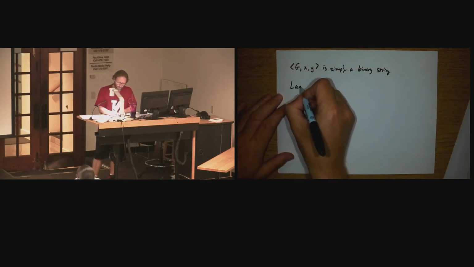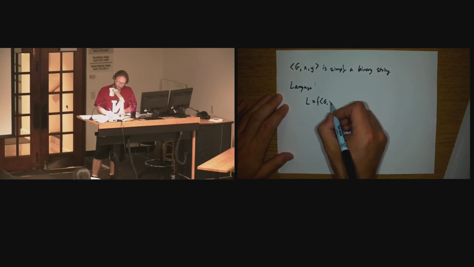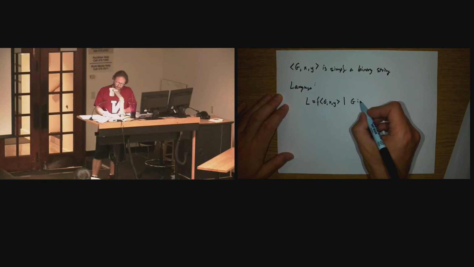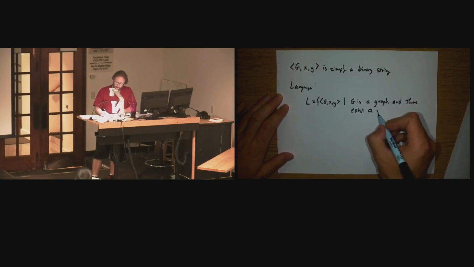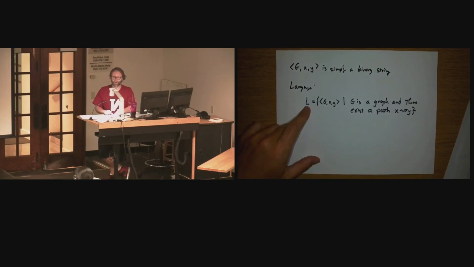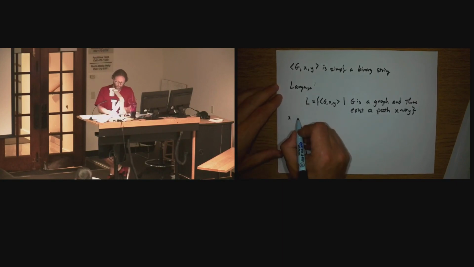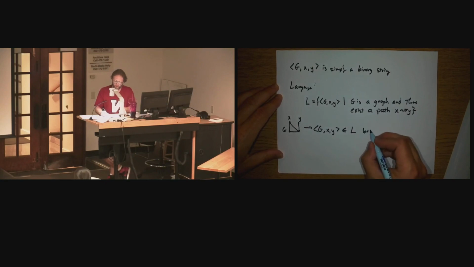So what is a language? I'll define L to be all encodings of a graph along with 2 vertices, such that G is a graph, and there exists a path x to y. Once I've defined that language, this is nothing more than a set of strings. Some strings are in this set, some strings are not in this set. For example, if I've got x and y, like I did before, if I encode this graph as G, x, y, then we say that this is in the language. Right? It's in the language because a path x to y exists.